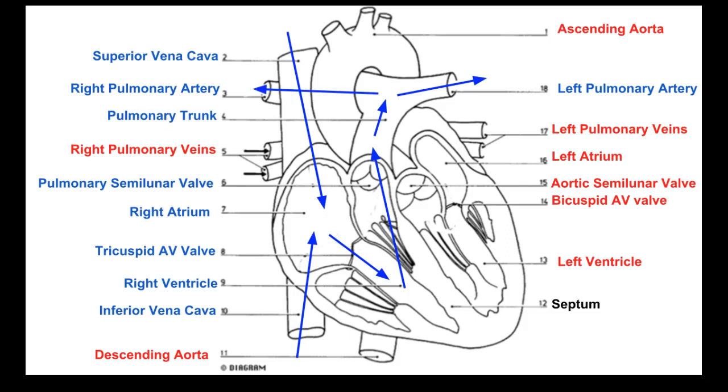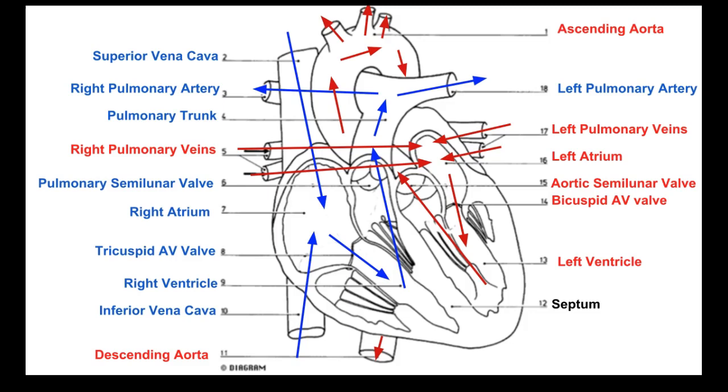We do gas exchange. And then once it comes back from our lungs, it's going to go through the pulmonary veins into our left atrium. The atrium is going to contract. It's going to go through the bicuspid AV valve into the left ventricle. The ventricle will contract. It's going to go through the aortic semilunar valve, up the ascending aorta, and out those little vessels that lead to our neck and our arms, and then down the back of our heart through the descending aorta.